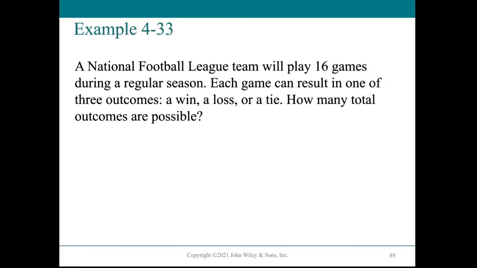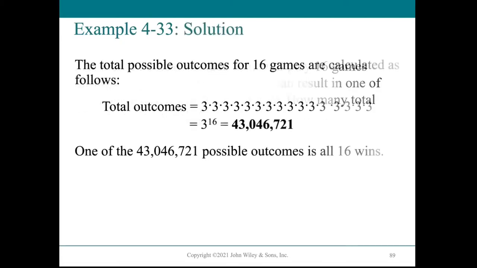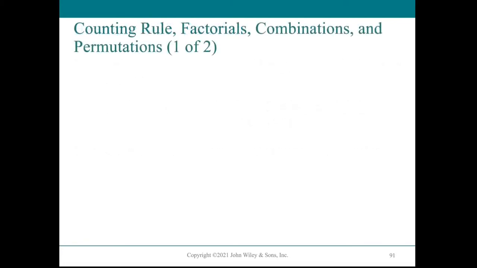So let's have another example. The National Football League will play 16 games during a regular season. Each game can result in one of 3 outcomes: you win, you lose, or a tie. So how many total outcomes? So 3 outcomes for each of the 16 games. So 3 raised to 16, which is equal to 43,046,721 outcomes for all 16 games.